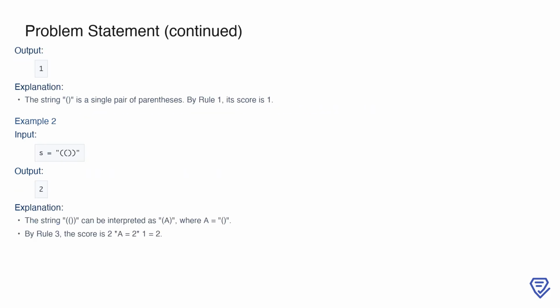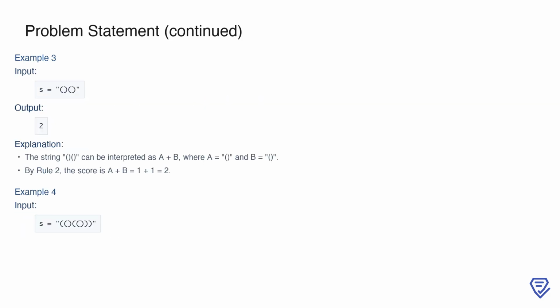For the first example, the input string is (), which is a single pair of parentheses. According to Rule 1, any single pair of parentheses has a score of 1. Therefore, the output here is 1. In the second example, the input string is (()). This can be thought of as (A), where A is a smaller balanced string. From Rule 3, the score of (A) is 2 times the score of A. Since the score of () is 1, the score of (()) becomes 2 times 1, which equals 2. Hence, the output for this example is 2.